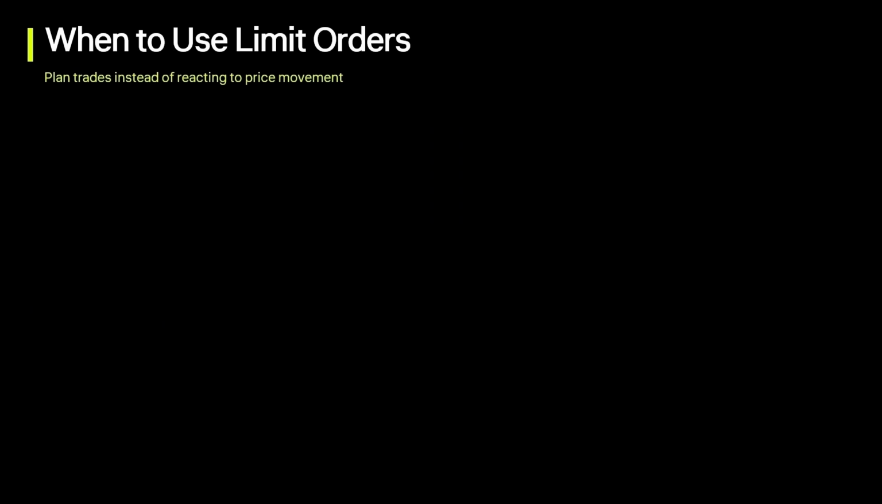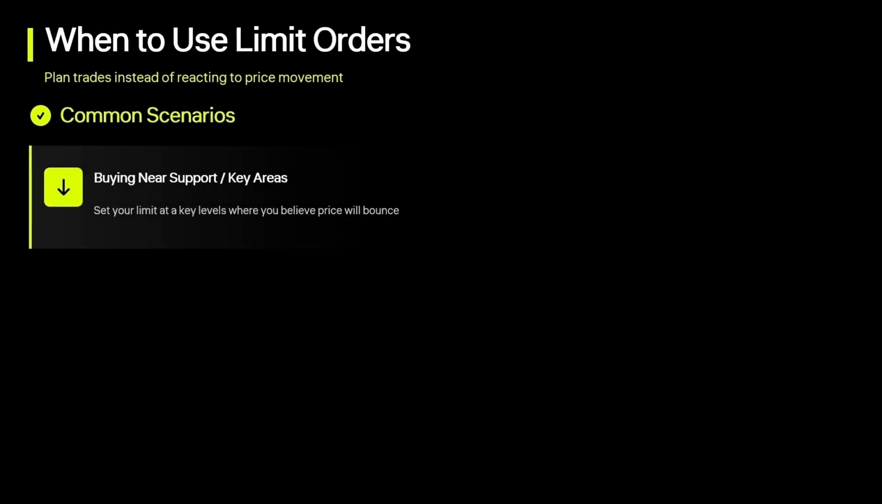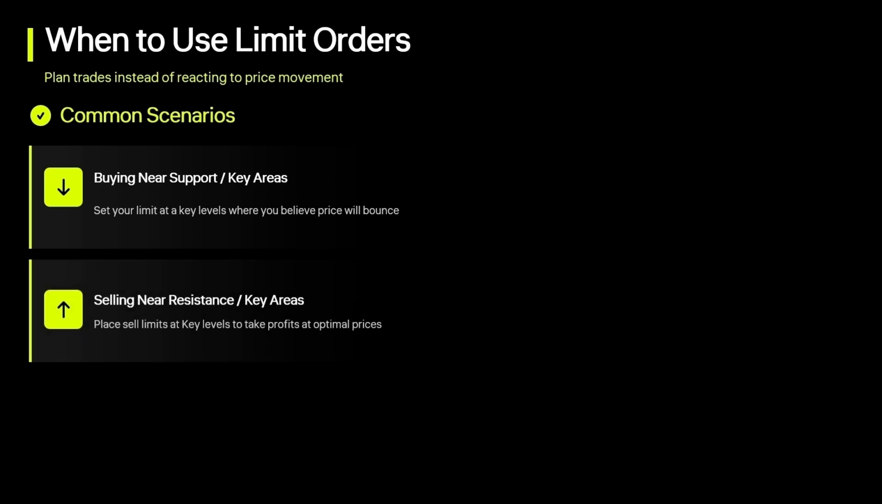Now, why do traders use limit orders? For example, some common scenarios are they want to buy near a support or key area, so they set their limit at a key level where you believe the price will bounce. The other way around, selling near resistance or key areas, so they place sell limits at key levels to take profits at optimal prices, for example.